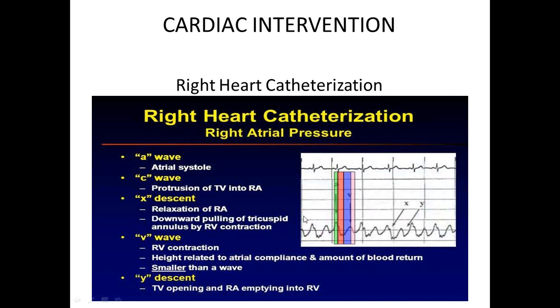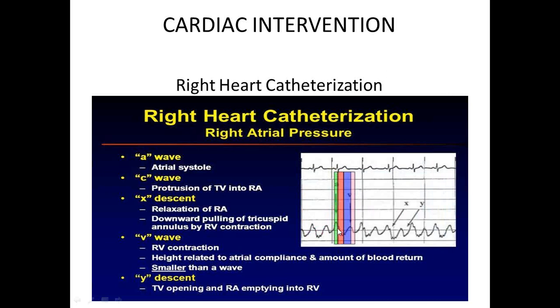So if you look here, your ECG is on top, and you get your different pressure waveforms. In the right atrium, the A wave is actually right here, in green. The A wave is due to atrial contraction. Because the ECG is on top, this is right where you have your P wave, which is due to atrial contraction.